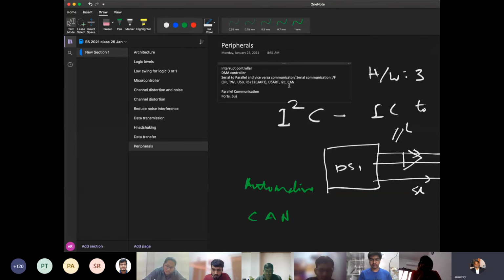So ports are like that. Digital parallel ports are there: port A, port B, port C. You saw there are different ports. Each port, when the CPU writes to the port register, it is available. So there are parallel communication ports.